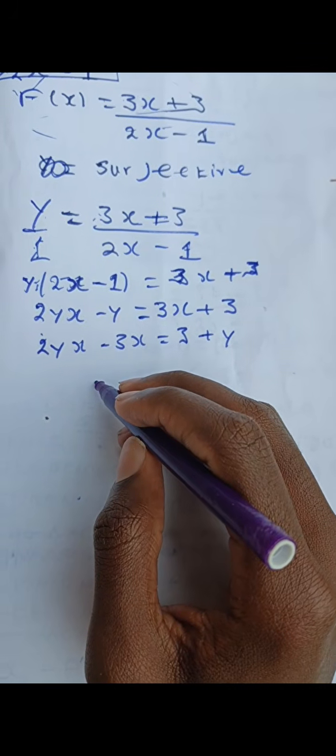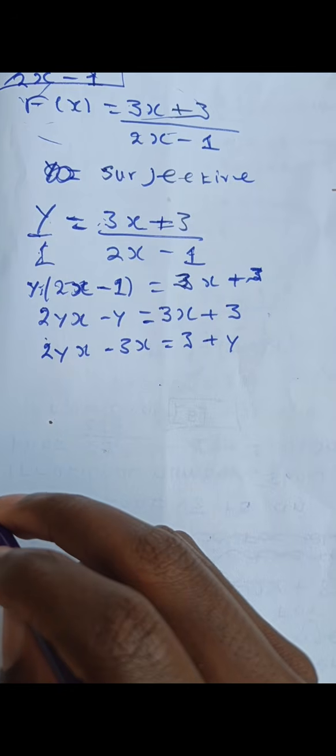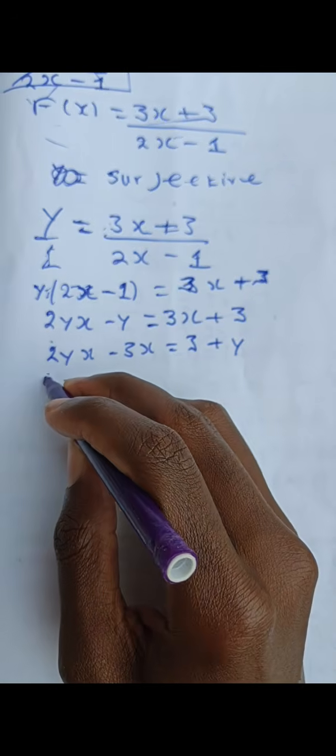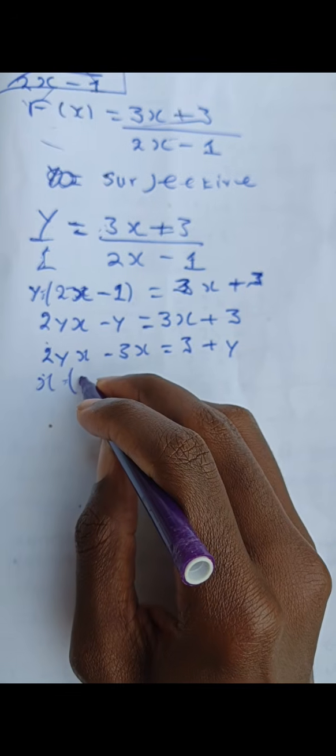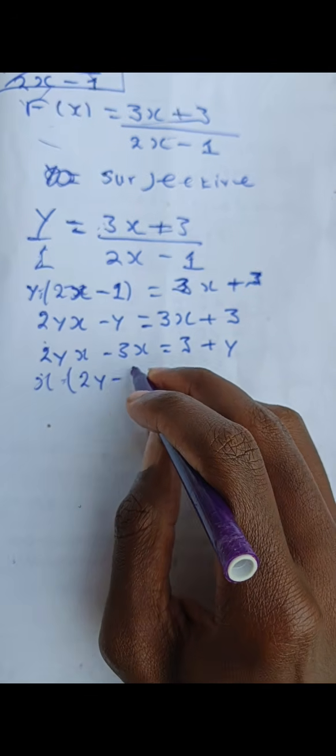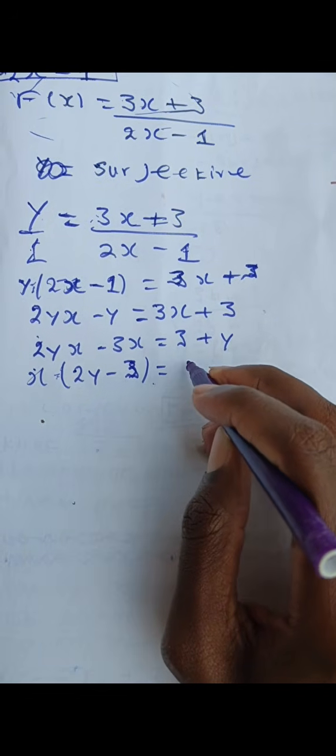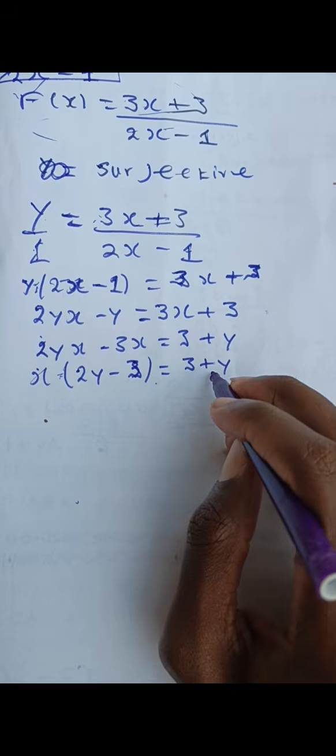Then what are we going to do next? So now we are going to factor out x because we want to make x the subject of the formula. So we have x times 2y minus 3 is equal to 3 plus y.